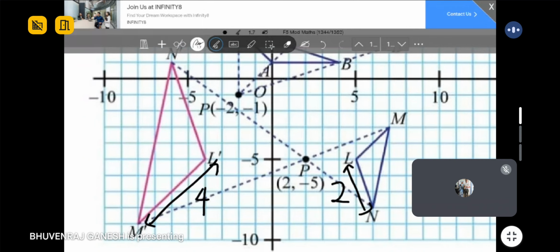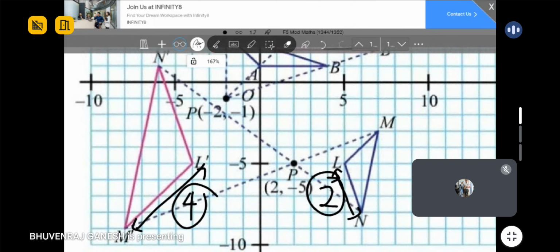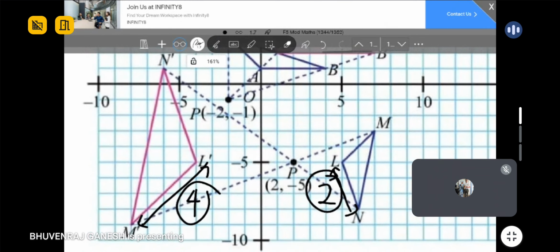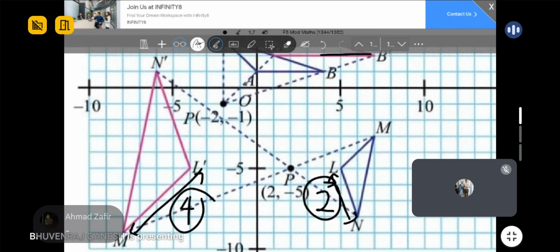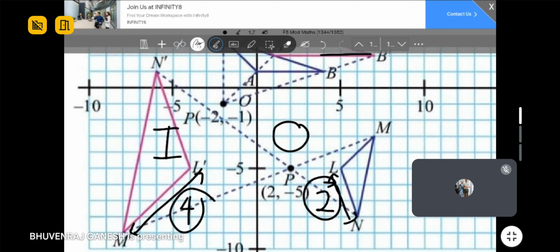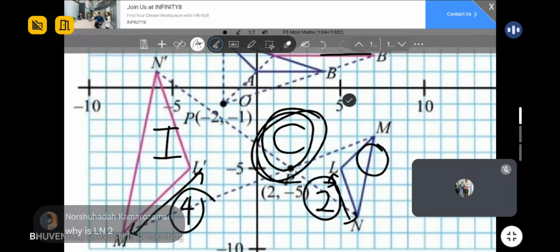So you take image, divide object. So it's 4 divide 2. So you get 2. Okay, now check and see. Is this a positive or negative enlargement? Which one? Adakah dia positive or negative? Yes, negative. Why negative? Kamu lihat. I, O, I, C, O. Image, center, object. So center, if in the middle, negative. Why 2? Bukan 3 kotak.